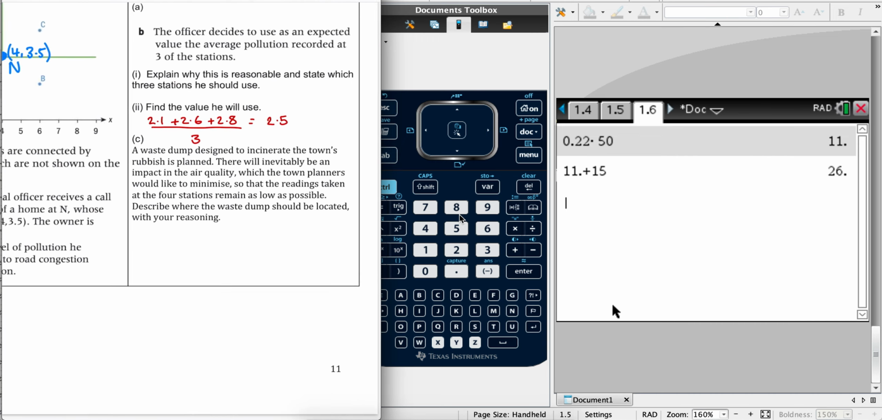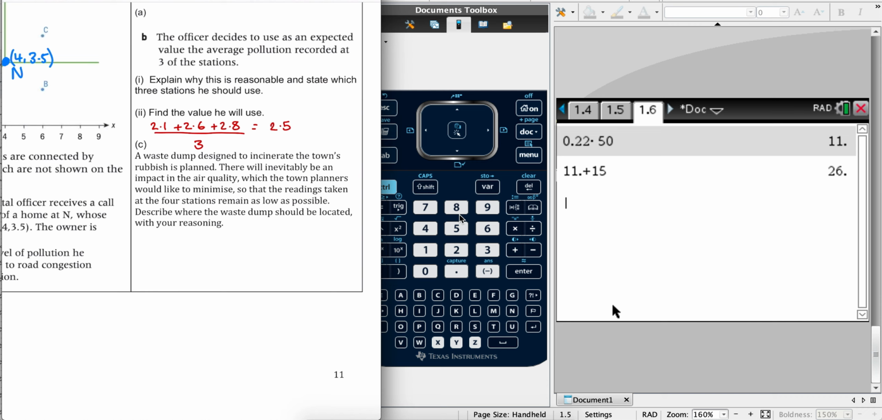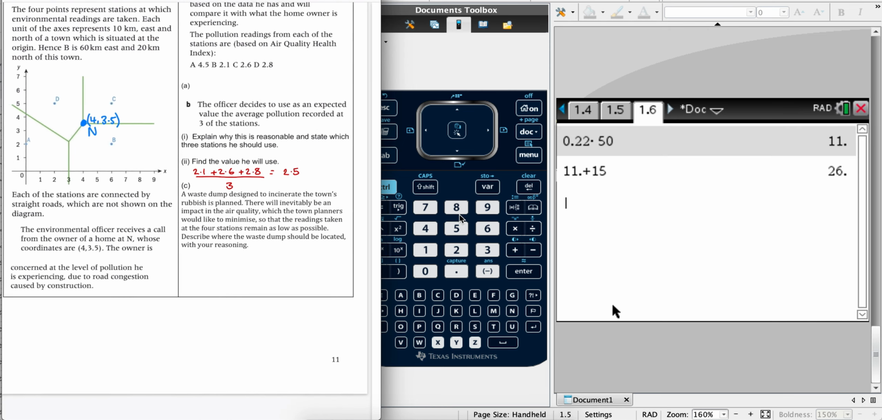And then question C, they're designing a waste dump to incinerate the town's rubbish, so to burn it. And there's going to be an impact on the air quality. And the town planners obviously want to minimize that as much as possible. And where the readings are taken, so A, B, C, and D, we want to keep them as low as possible. So that means that we want to place this dump as far away as possible from A, B, C, and D. So we need to explain where we're going to locate it.